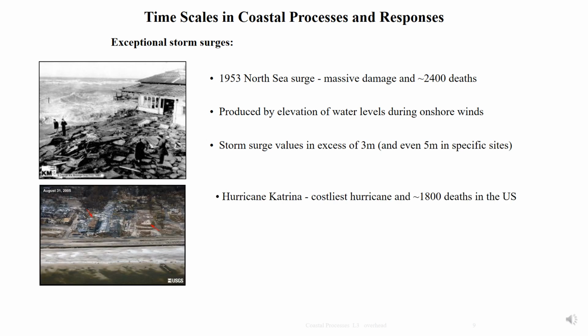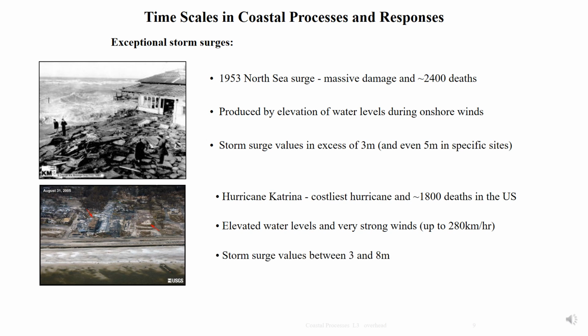Moving more recently, we had Hurricane Katrina. This was so far the costliest hurricane to date in recorded history. And we had about 1,800 deaths in the US alone. Elevated water levels and very strong winds, up to 280 kilometers per hour, brought with that storm surge values between 3 and 8 meters.